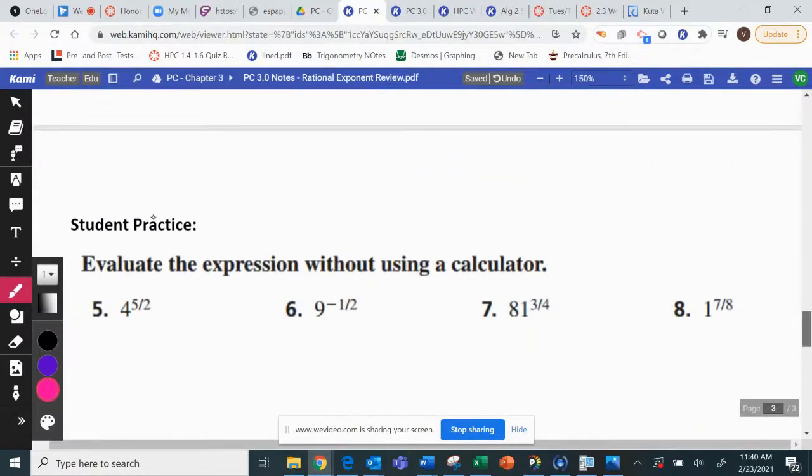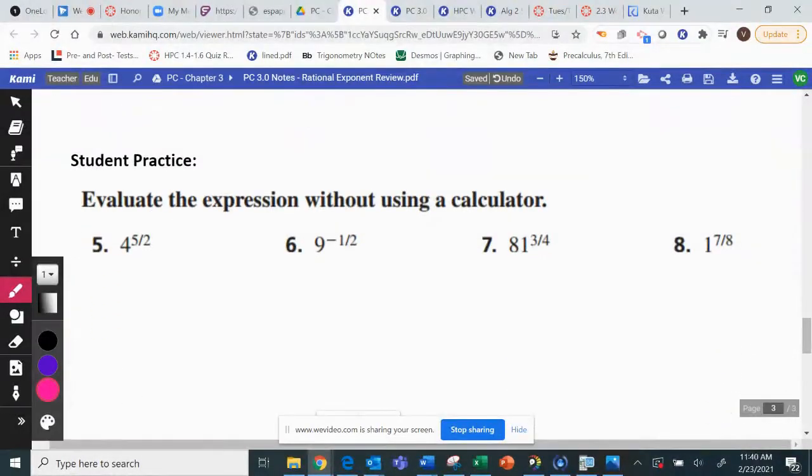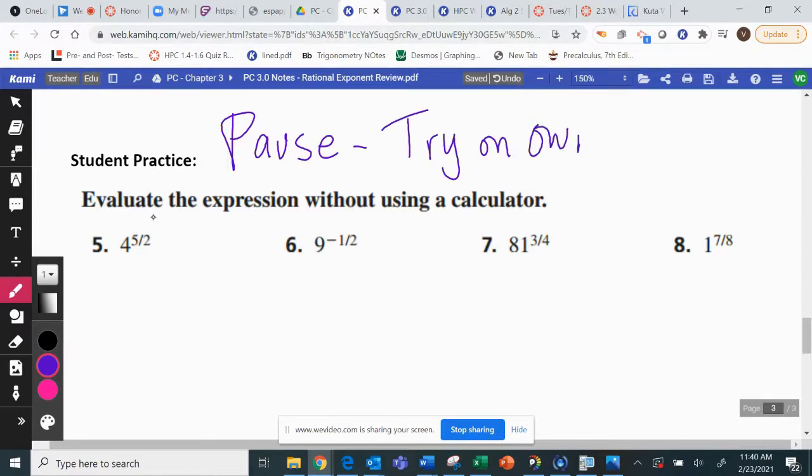Here are 4 student practice. I would highly recommend you pause the video and try them. And then unpause and check your answers.